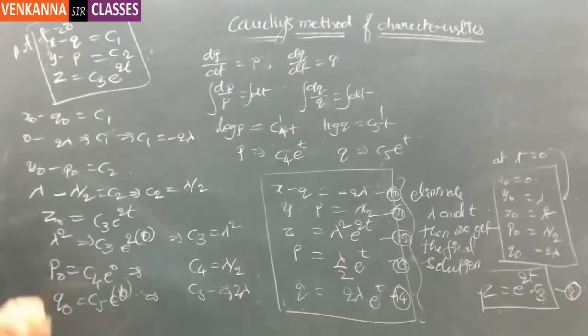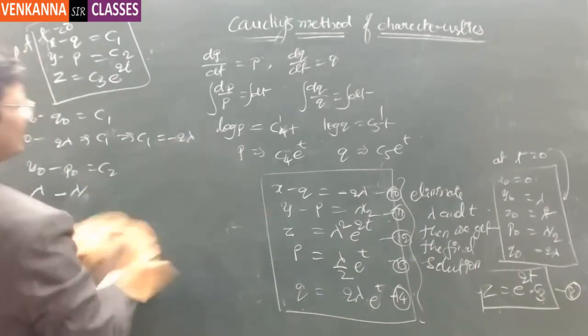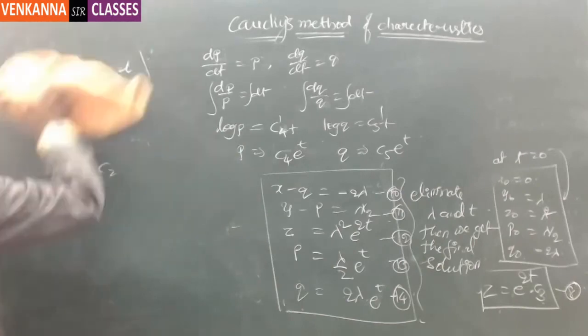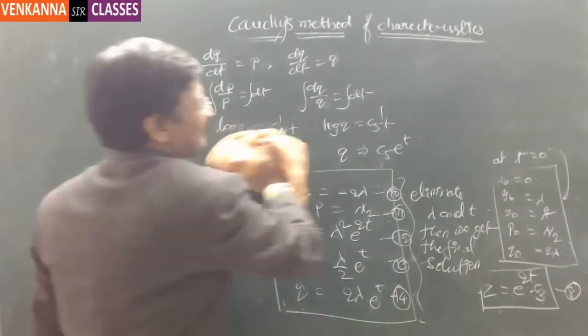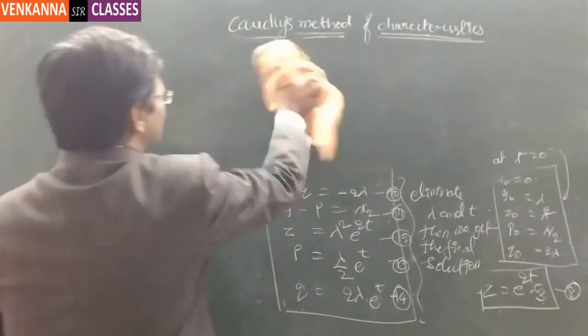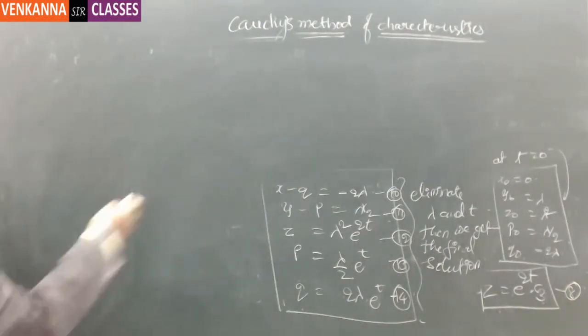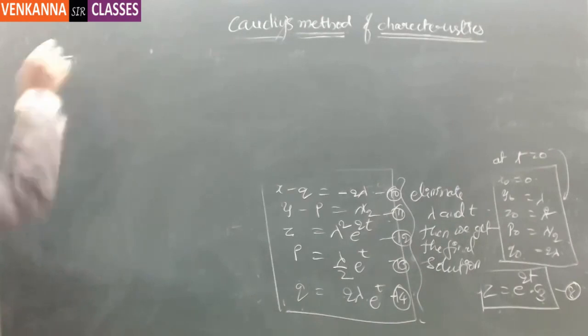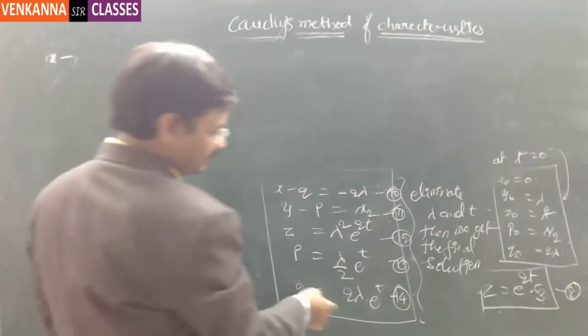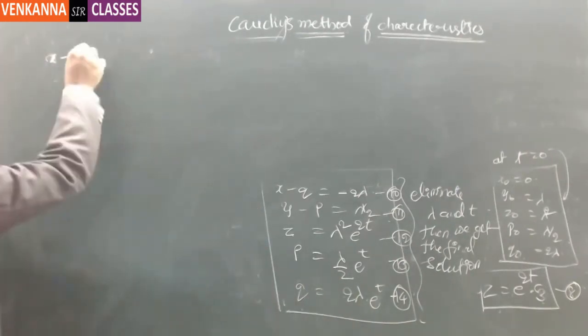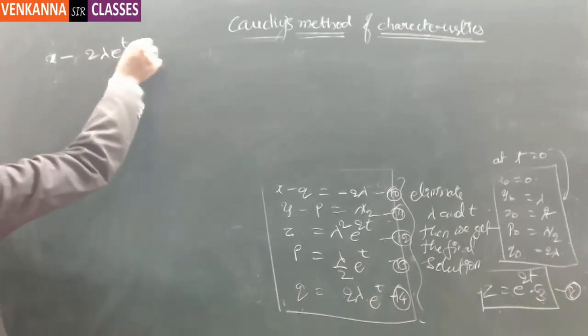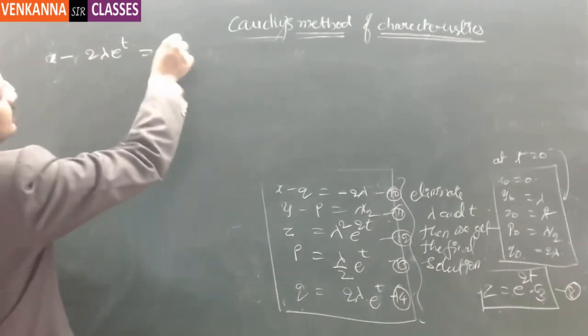Done? Okay. Now from these equations, out of all these 5 equations, we will further simplify this. That is x minus q is equal to minus 2 lambda. The x minus q value you can express as 2 lambda into e power t, so x minus q is equal to minus 2 lambda.